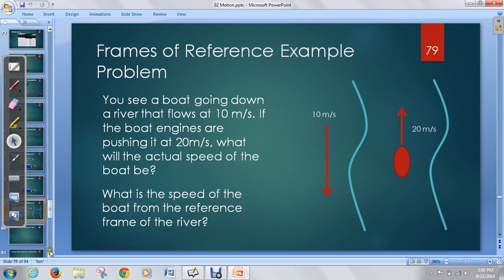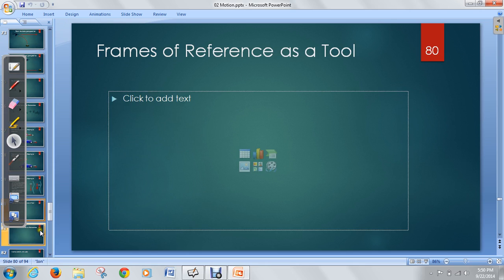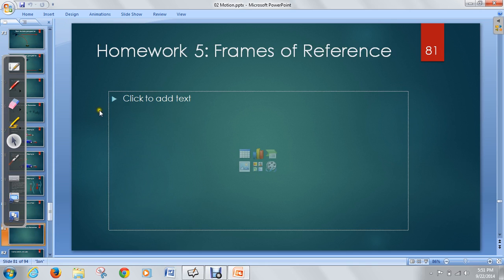All right, and so we have a homework on frames of reference, and that is all we talked about for this week. We also talked about conversion factors, but I will do a separate podcast on those.